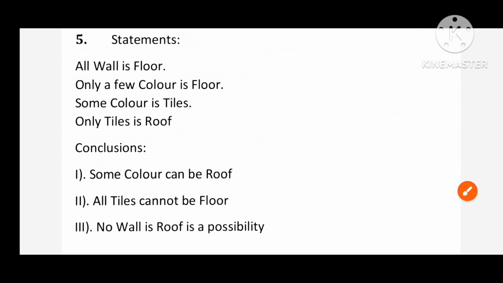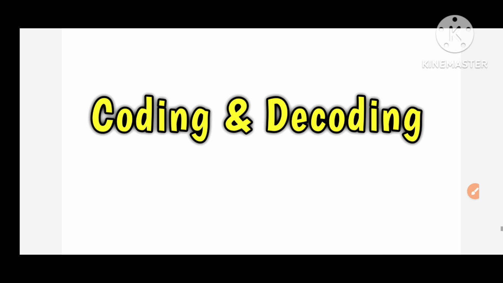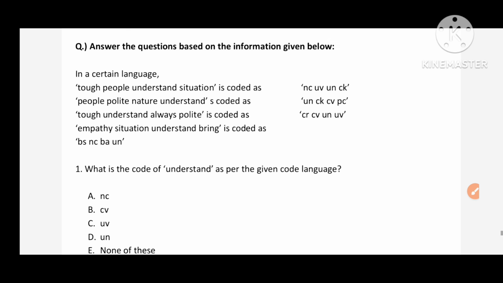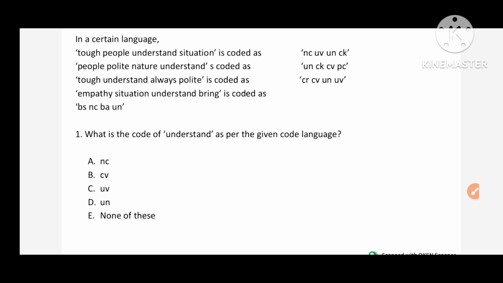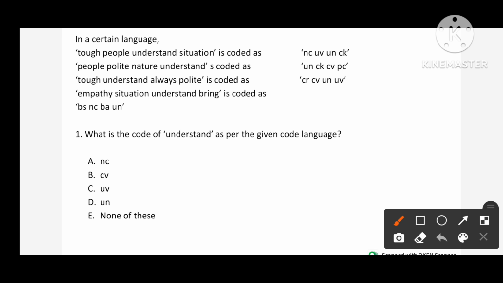Next, now we are going to see coding and decoding questions. First we need to decode the codes for each word. Tough is located here. Another word is also common there, so tough, understand. We get possibilities.